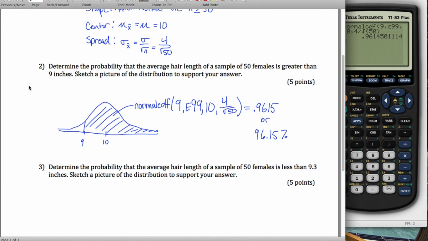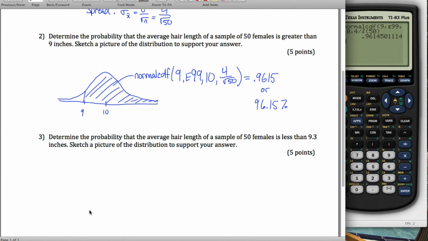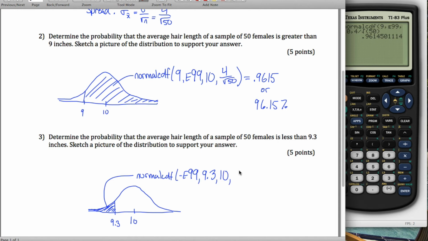All right, moving on. What about the probability that the average hair length in this sample is less than 9.3? If you got 2 right, you probably got 3 right. This is very similar. Still shape, still center, except now I want less than 9.3. So 9.3, somewhere over here, less than, you're talking about this area out here. How do you figure that out? Same way. Normal CDF. I give it a lower bound. I don't have one. Okay, use negative E99. Upper bound, there's that 9.3. Center, still 10. Spread, still 4 over root 50.